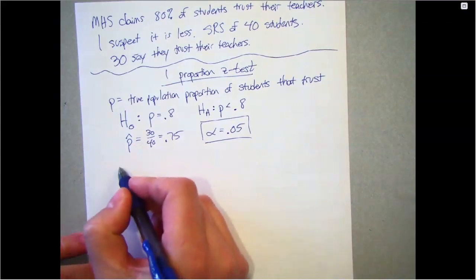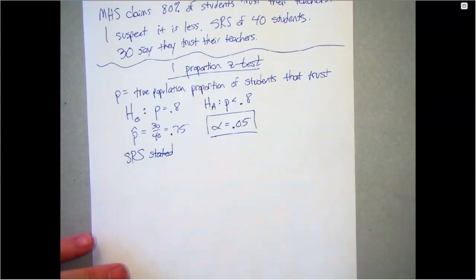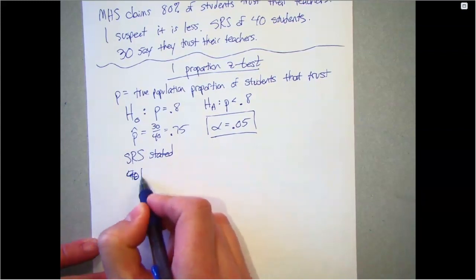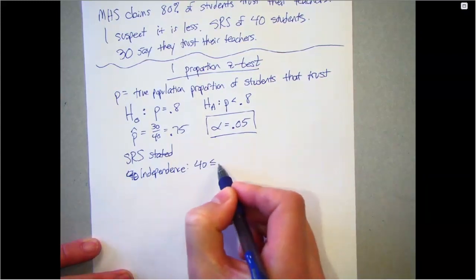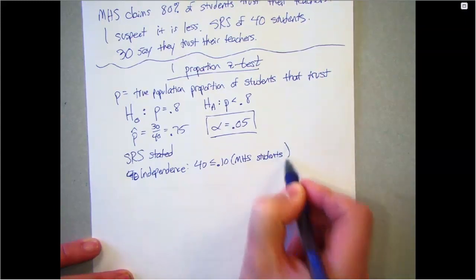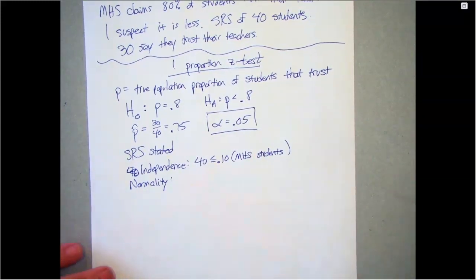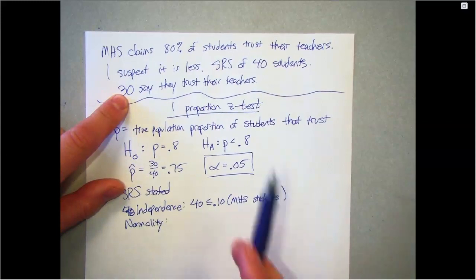All right, conditions. So SRS is stated. Independence is the 10% thing, so 40 is less than or equal to 10% of MHS students. And the normality, we barely qualify for that. We need at least 10 successes and failures, right? How many successes do we have? It's 30. So how many failures do we have? It's 10, because it's just like the other 10. So we do have it, but barely.